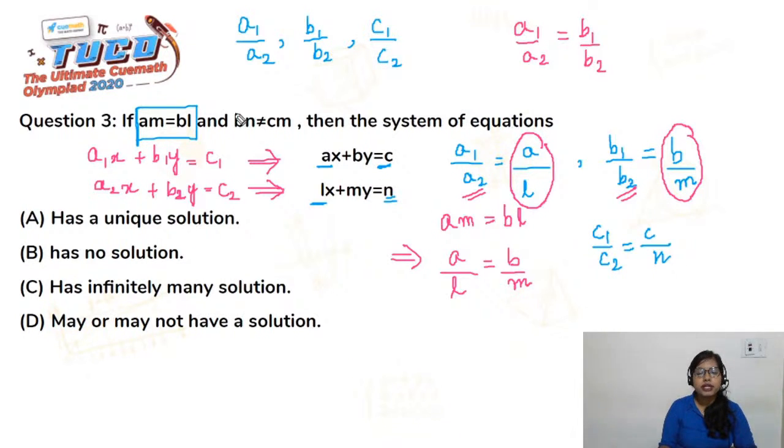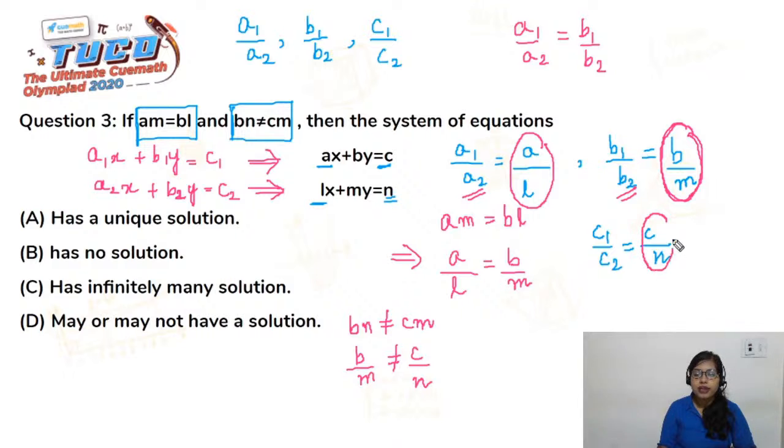And if you look into the other condition that's given to us, Bn is not equal to Cm. Or from here, I could also say that B over M is not equal to C over N, right? So from here, you could see that B over M and C over N are these two ratios, B1 over B2 and C1 over C2. So what can we conclude from here? We can conclude that B1 by B2 is not equal to C1 by C2.